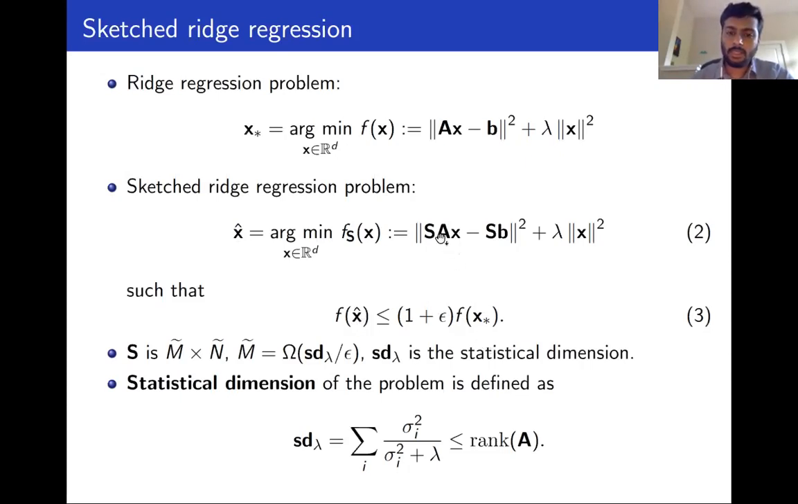And we want to do it in such a way that the dimension in which we solve the problem is close to something called the statistical dimension of the problem. Again, this is just a proxy for the rank of this matrix A, and is upper bounded by the rank of A. So if A has a decaying spectrum, then the statistical dimension is much lower.